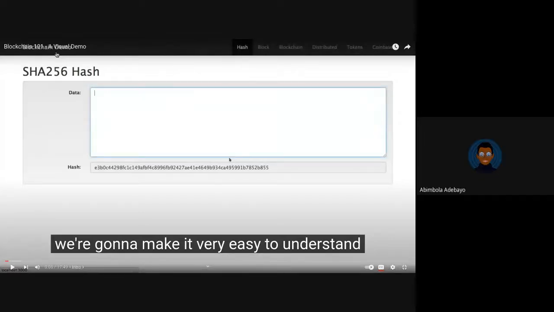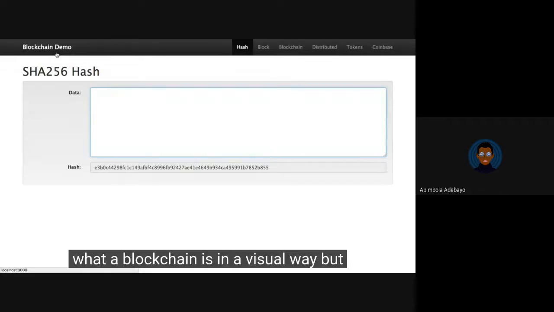Let's just go through this in a very visual way, to make it very easy to understand by stepping through the key pieces of what a blockchain is.